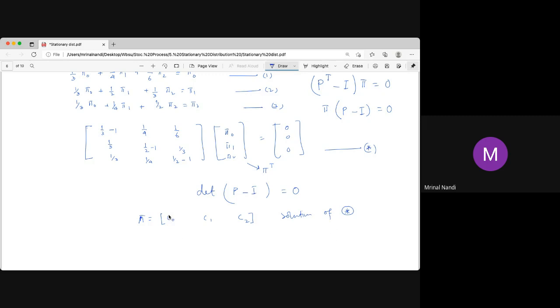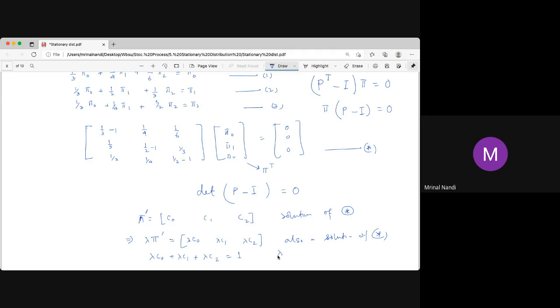Now clearly, if C0, C1, C2 is a solution, then this implies that some lambda times pi, say pi dash, so lambda C0, lambda C1, lambda C2 is also a solution. We know this, because the set of all solutions forms a vector space, a subspace of R3. In general, it is Rn. So since the set of solutions forms a subspace, this lambda C0, lambda C1, lambda C2 is also a solution. Now we can easily find a lambda such that the sum of this is 1.